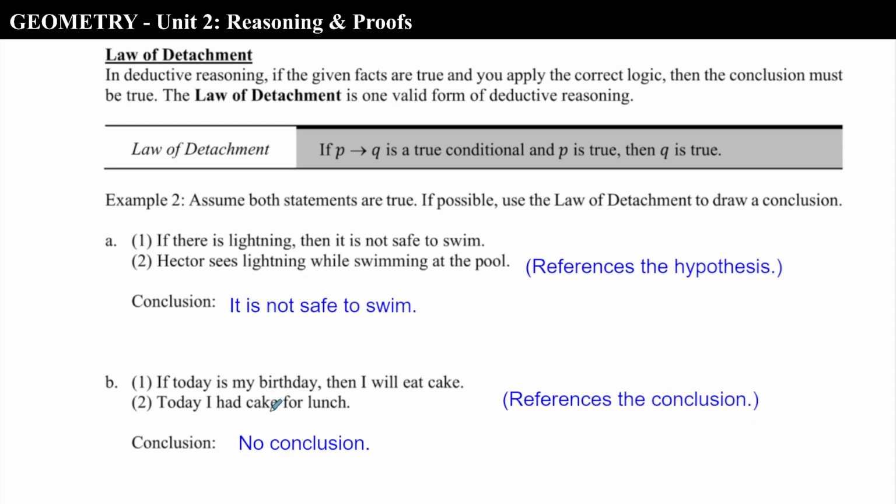So here, if today is my birthday, then I will eat cake. Today I had cake for lunch. This references the conclusion of our first statement, not the hypothesis. So that's why we cannot draw a conclusion.